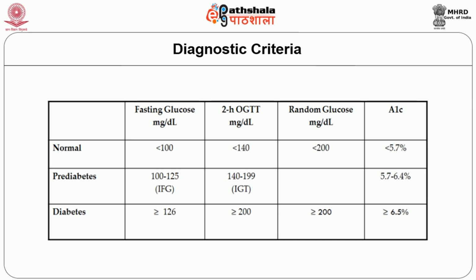Or if the random blood sugar is less than 200, it is normal; if it is more than 200, it is diagnosed as diabetes. HbA1c, that is glycosylated hemoglobin value, is the 3-month average blood sugar value. The normal value is less than 5.7%. The value between 5.7 to 6.4 is called pre-diabetes. The value more than 6.5 is called diabetes.